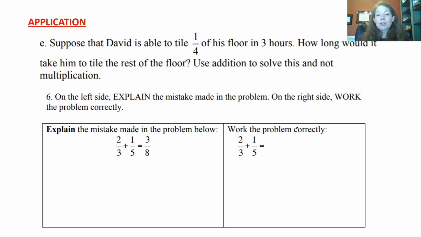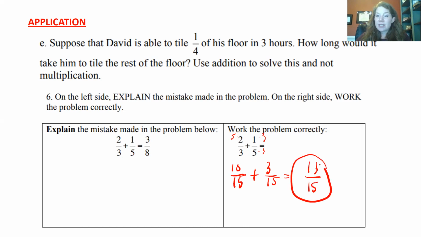So it says we want to work the problem correctly. So the least common multiple of 5 and 3 is 15. So 3 times 5 is 15. So we're going to multiply 2 times 5, get 10. 5 times 3 is 15. So we're going to multiply 1 times 3 and get 3. And so the final answer should be 13/15.